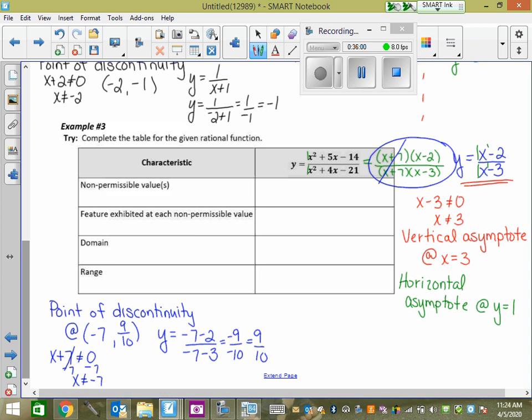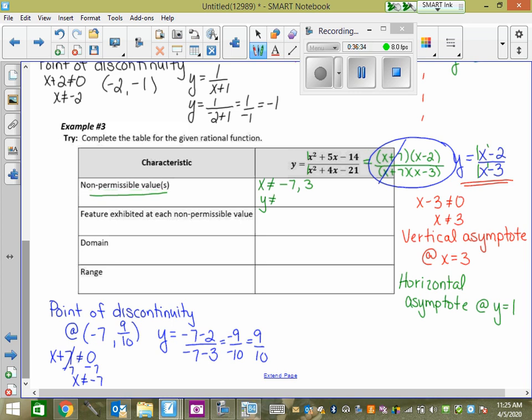Now, where these asymptotes and point of discontinuity actually exist is where the graph does not exist. So those are the non-permissible values. So for non-permissible values, my x values that don't exist are the x of the point of discontinuity, x does not equal -7, and the x of my asymptote. So x does not equal 3, and I can just put a comma instead of writing them out separately. Where do my y's not exist? Well, the y of the point of discontinuity and the y at the horizontal asymptote.